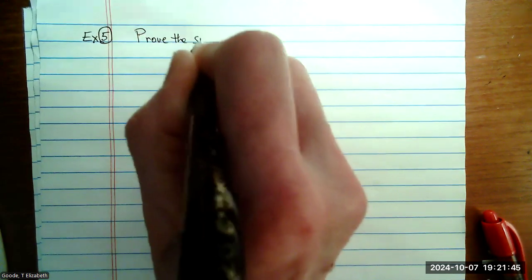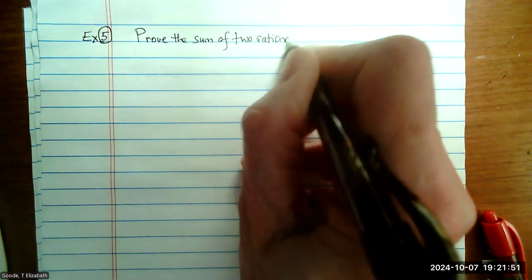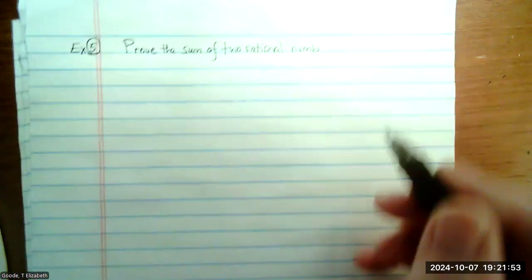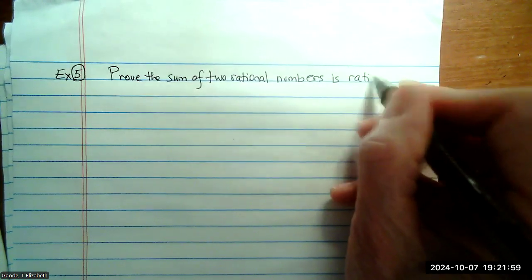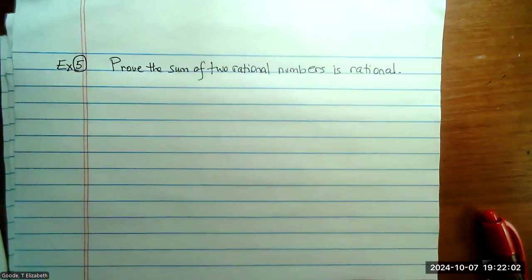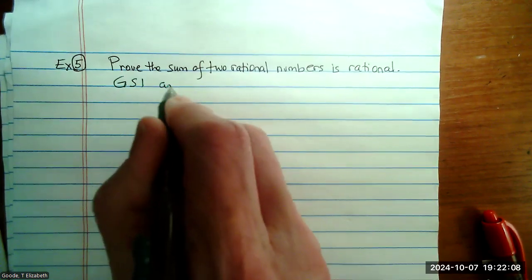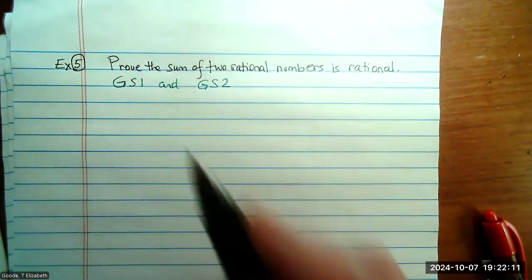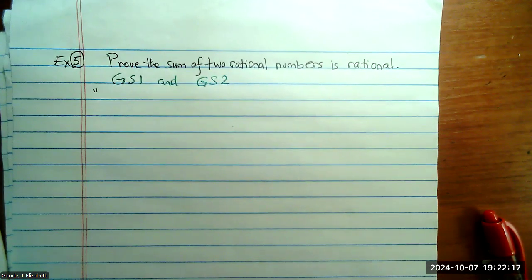Example 5. Prove the sum of two rational numbers is rational. All right, so let's start this together. We'll do good step 1 and good step 2. Let's write it as an if-then, introducing variables so that we can talk about these two rational numbers. Let's just use x and y.